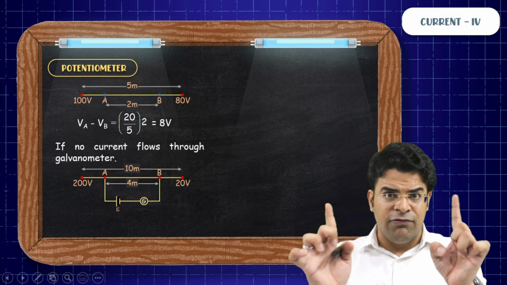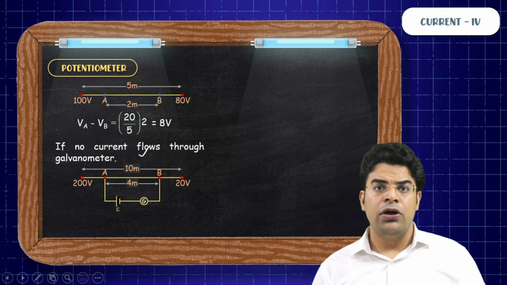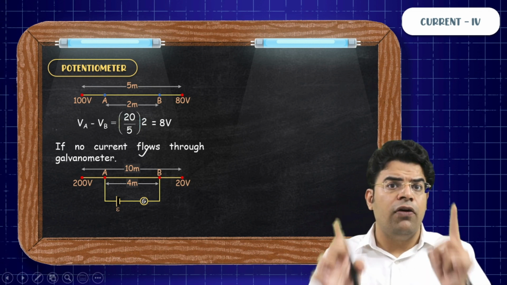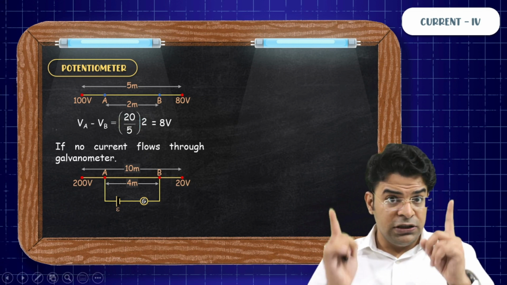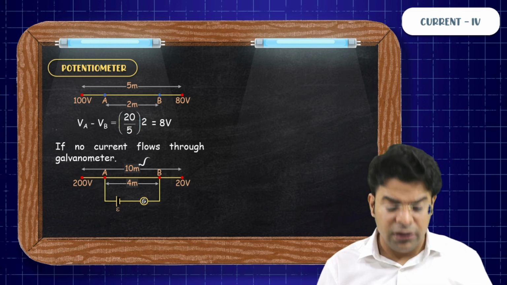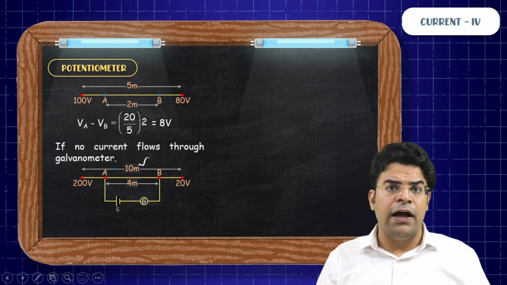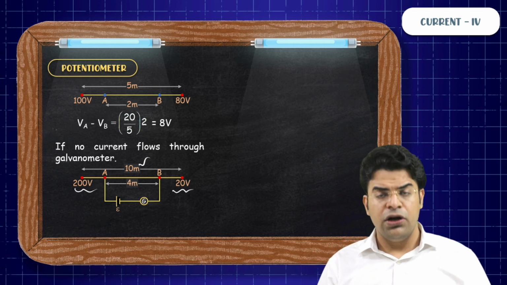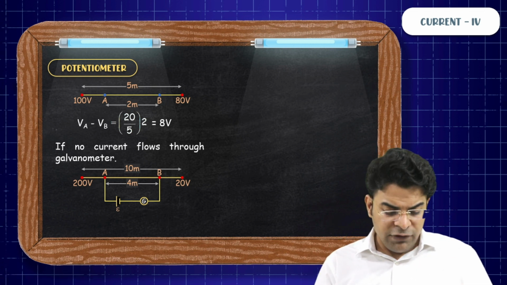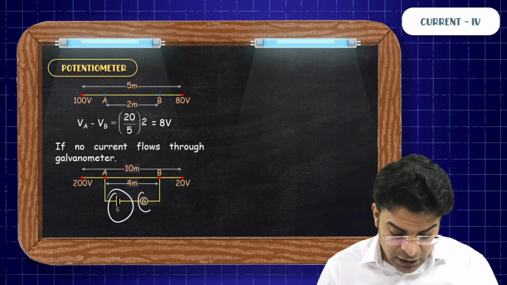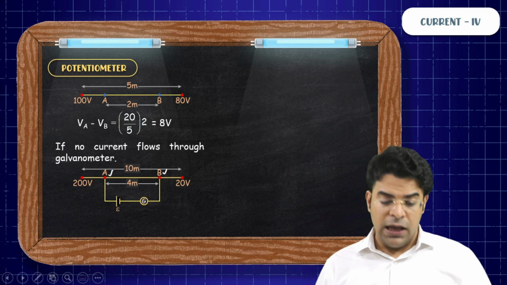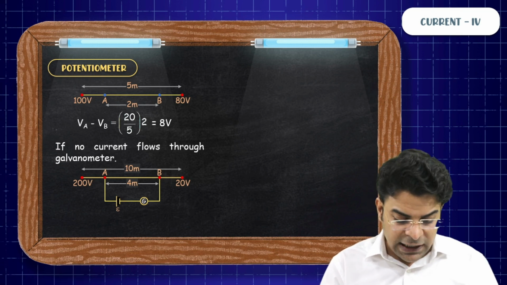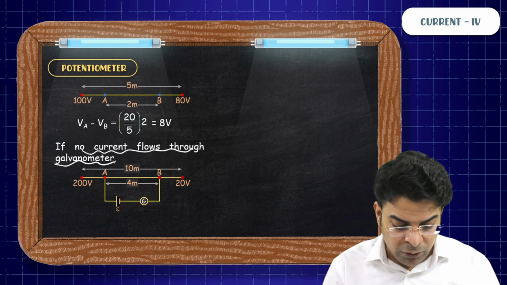So there is a wire of length 10 meter. At the two ends of the wire, the potential is 200 volt and 20 volt. Okay. So this wire is of length 10 meter, and at the two ends of the wire, the potential is 200 volt and 20 volt. You have connected a battery with a series galvanometer between 2 points A and B. And it has been mentioned that no current flows through the galvanometer.